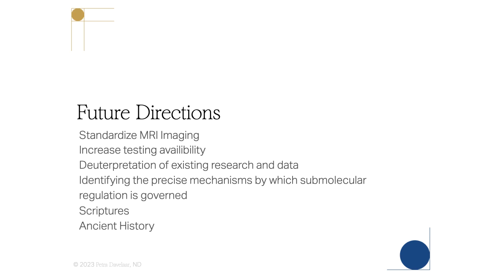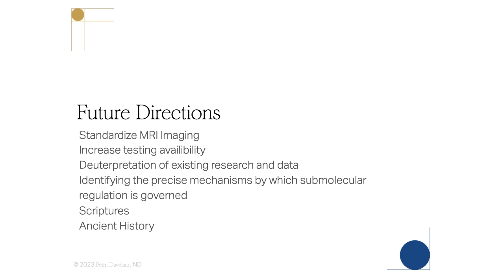Deuteration of existing research and data is a really important aspect, because much important research has been done, but it just has not been correctly interpreted. And so this is something to work towards. Another very important aspect is identifying the precise mechanism by which submolecular regulation is governed. And I will talk about that briefly in this new paper that was published last year in relation to that.